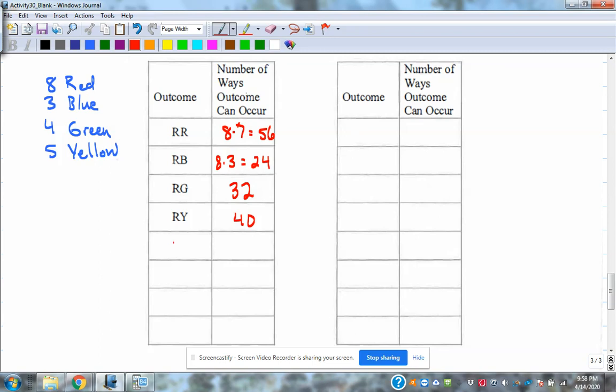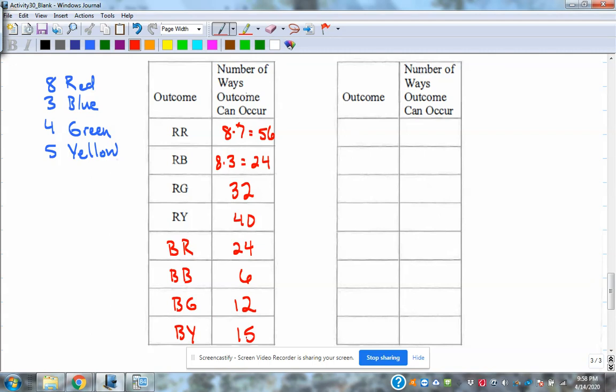If the first card we draw is a blue, then we could do blue, red. We could do blue, blue, blue, green, and blue, yellow. Okay, so the first card we draw is blue. You have the other 4 options that we can do. So blue, red would be 3 times 8. It's 24 ways that that can happen. Blue, blue, we have 3 blue cards to begin with, but if we take one of them out, there's only 2 left, so it's 3 times 2. There's only 6 ways that we could draw blue, blue. Blue, green, you got 3 times 4 is 12. Blue, yellow would be 3 times 5 is 15.